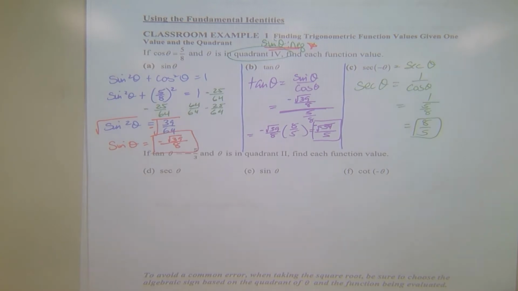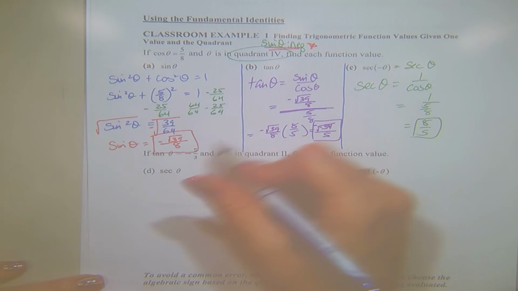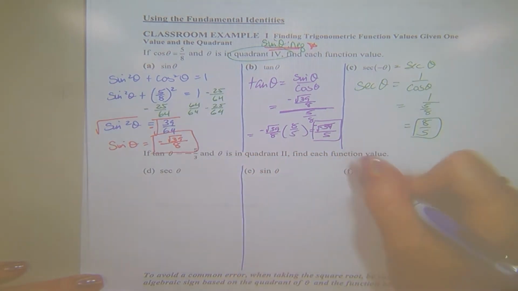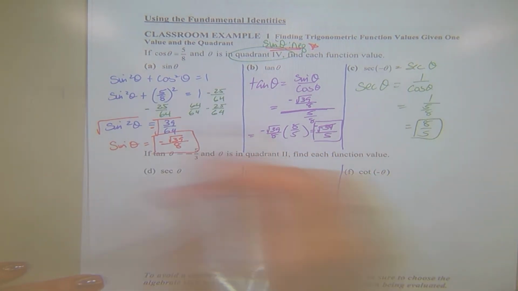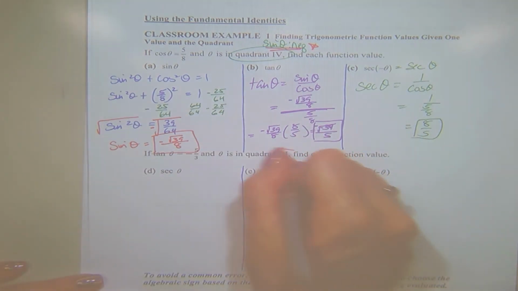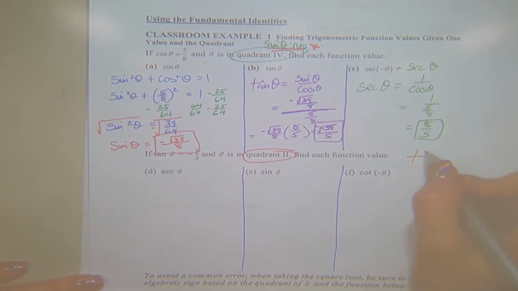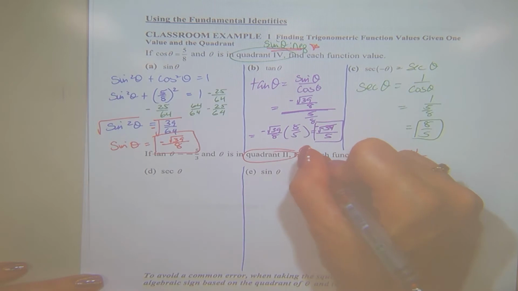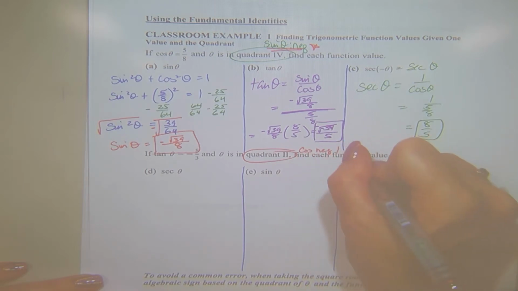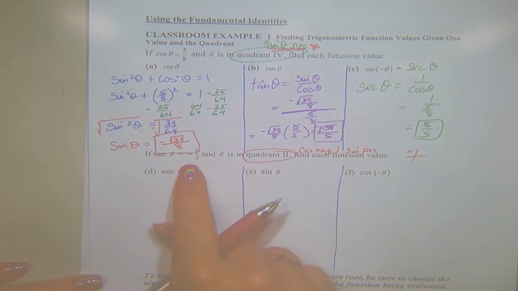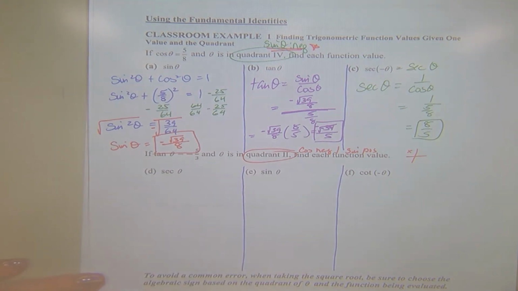Okay, let's tackle the next one. On the next one, we are given tangent theta is negative 5/3, and we're told that we're in quadrant 2. In quadrant 2, cosine is negative, sine is positive. So cosine negative, sine positive. That's how we end up with a negative value for tangent.